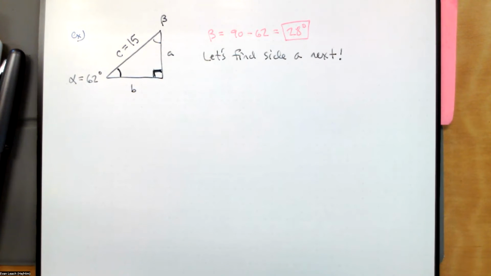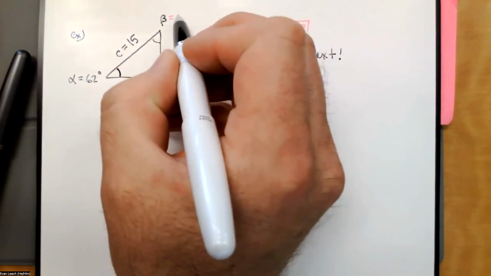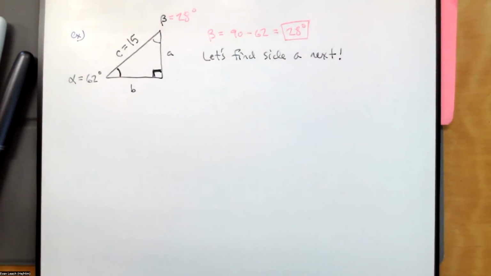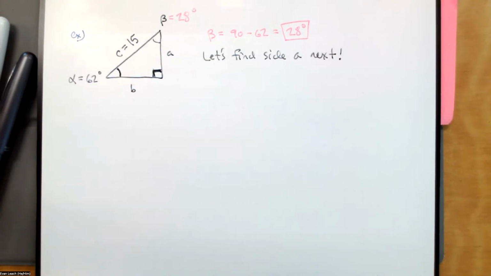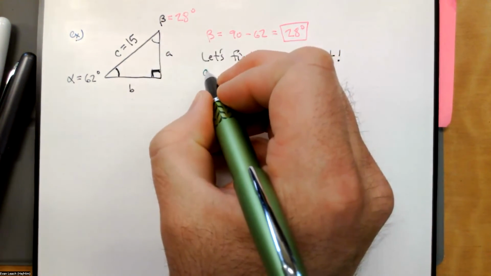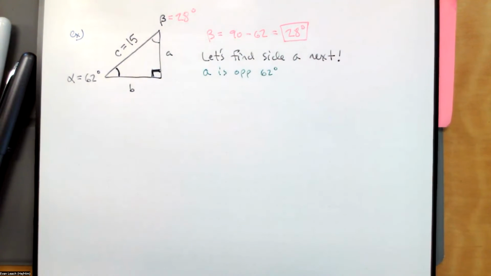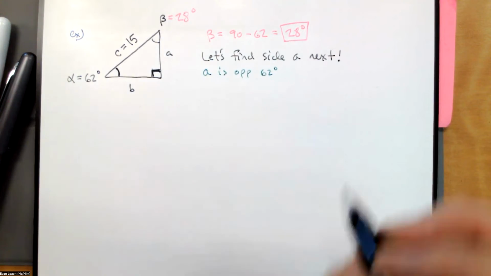Let's find side A next. What is A relative to our given angle of 62 degrees? What do I call A? How is A related to 62? It's opposite 62. What's the other side that we know? The hypotenuse. So we notice that A is opposite 62 degrees. The other thing that we have is 15, the hypotenuse.